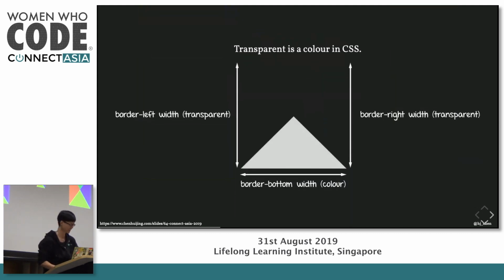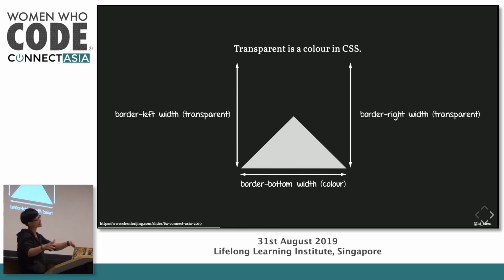Now you also know. Yeah, so most of the time, right, we don't want 4 triangles. I mean, sometimes you want 4 triangles, but most of the time you only want 1. So we just make the other 3 invisible by setting the color to transparent. Yes. Transparent is a color in CSS. Today you learn.